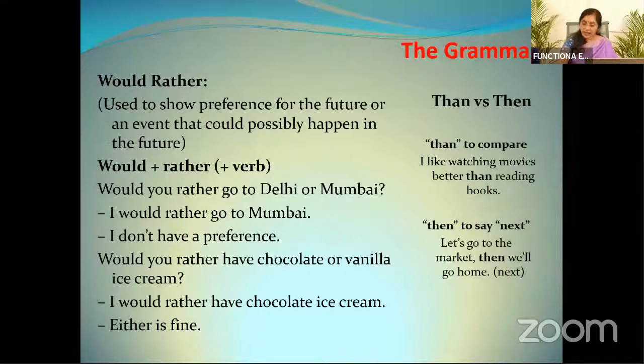Coming to the next part. Now, having seen the grammar, it's not just enough to know. It's very important to understand how we can practice this.